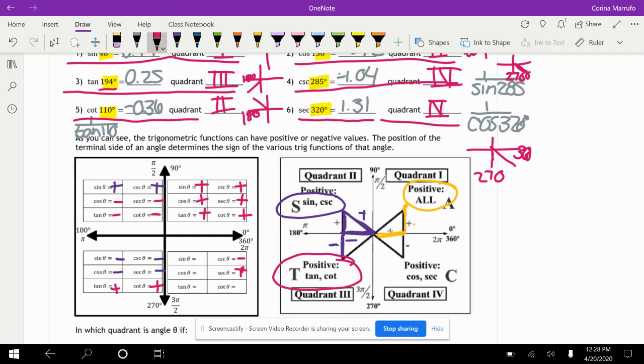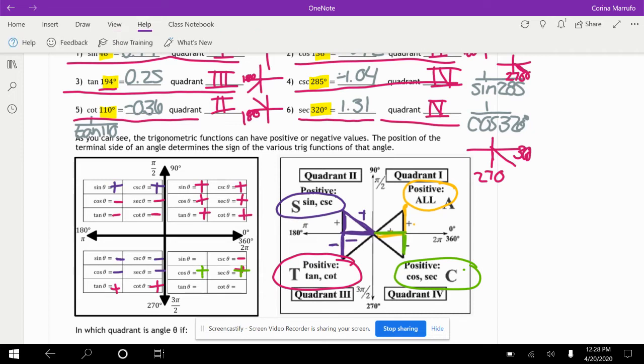And then last, in the fourth quadrant, the only one that's going to be positive is cosine, and that's because our x value is positive and our y value is negative. So your cosine, when you set up your trig ratio, will be the only one that's positive, and then the rest of them are going to be negative.